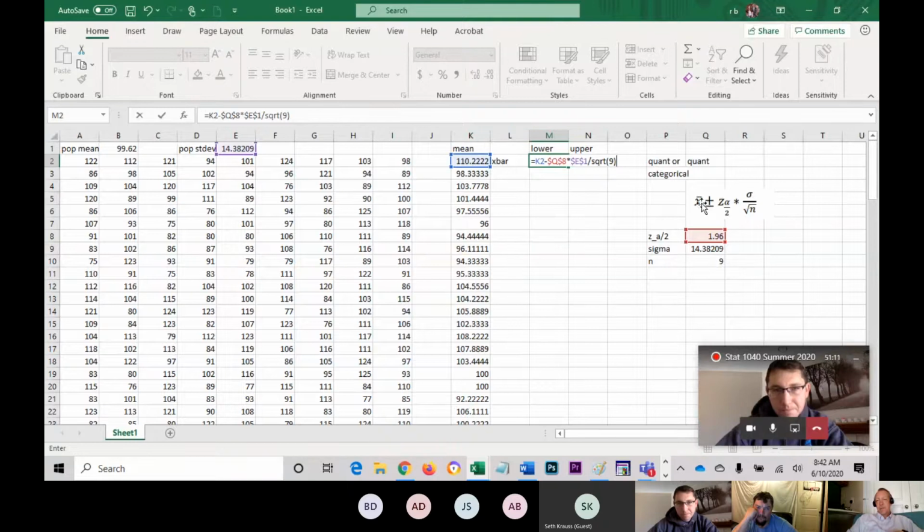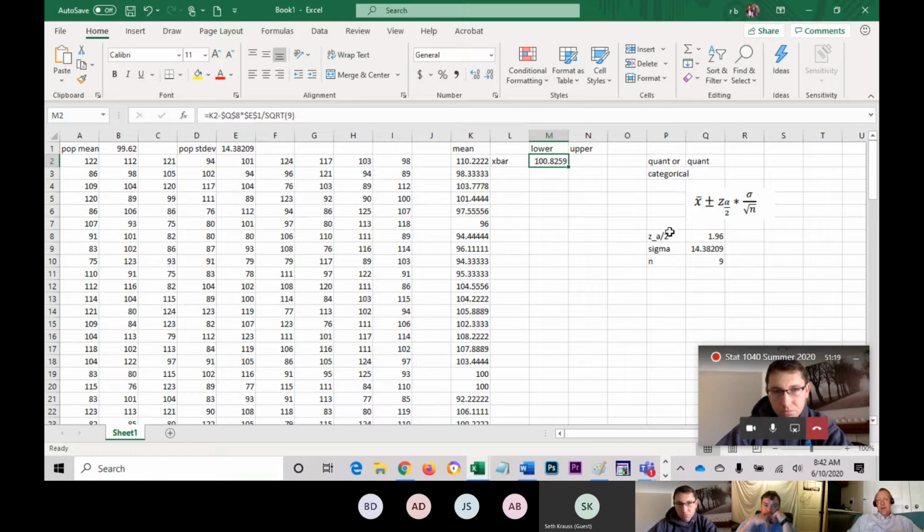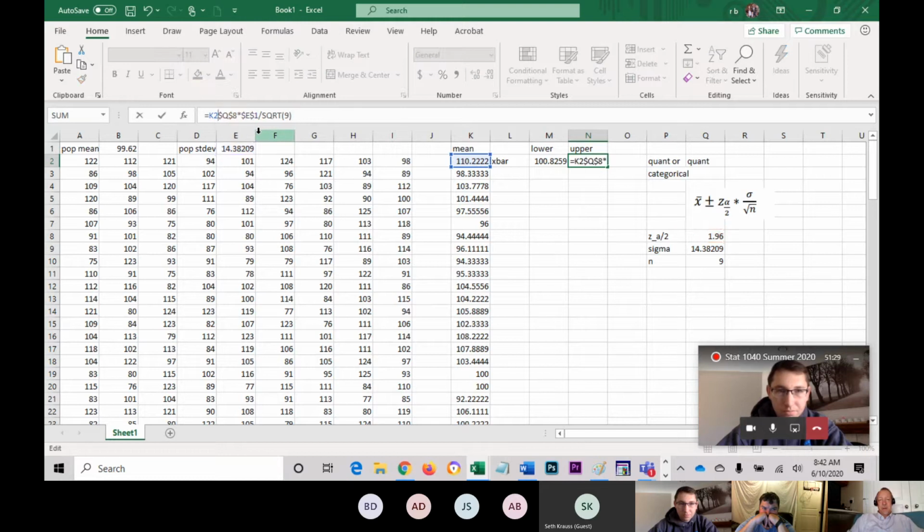So I've just done the X bar minus Z sub alpha over 2 times sigma over the square root of N, which is 9. Now I'm going to do the exact same formula here, but instead of putting a minus sign in there, I'm going to put a plus sign. So your X bar plus all of this stuff. So remember here, everything that starts with the Z, that's your margin of error.